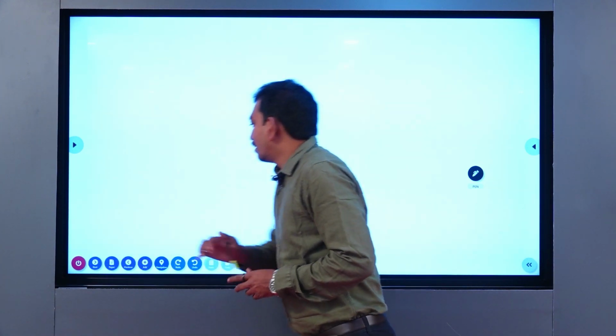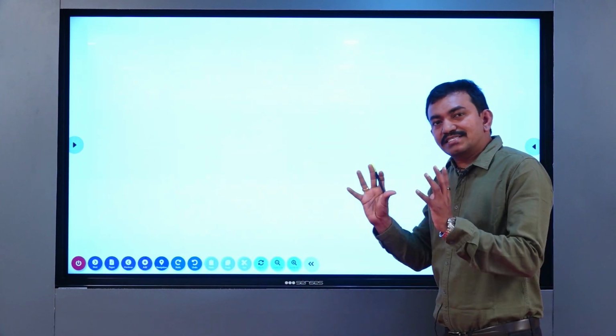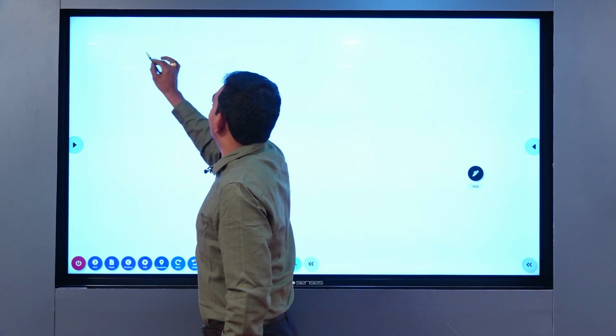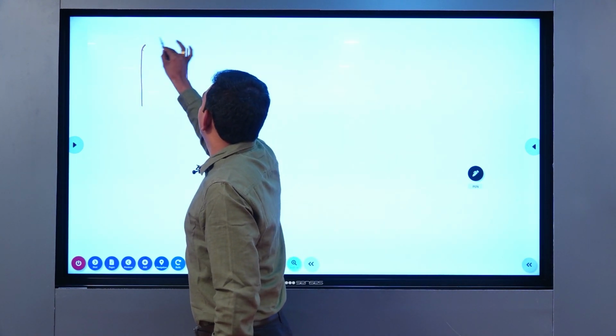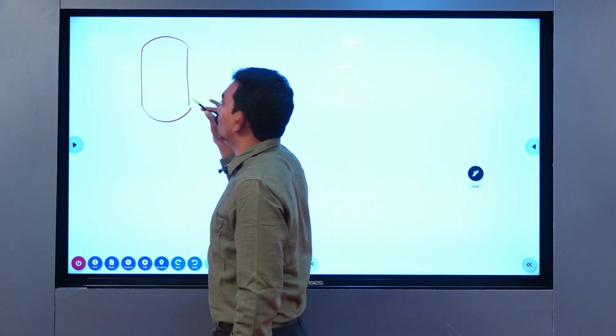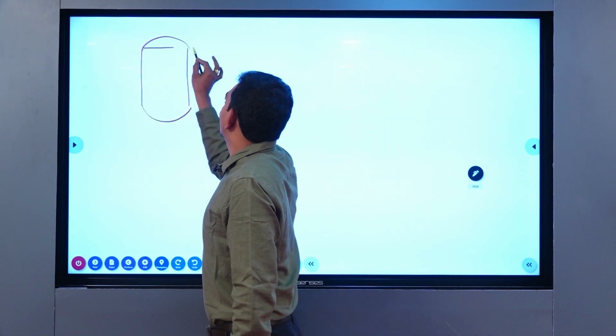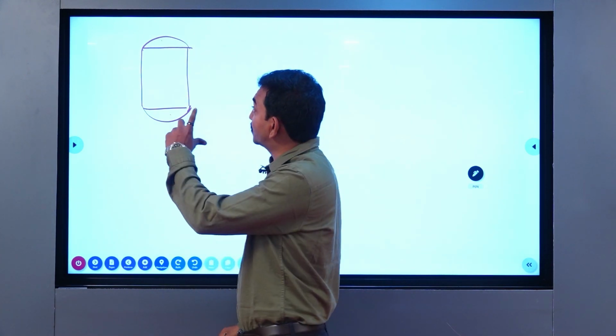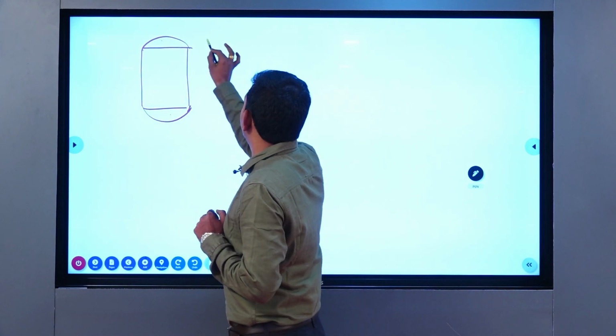Right? So let us try to summarize the picture once. So we have a gulab jamun in a cylindrical shape with two hemispherical ends. If you draw these two, they can be considered as hemispheres. Two hemispheres form one full sphere.